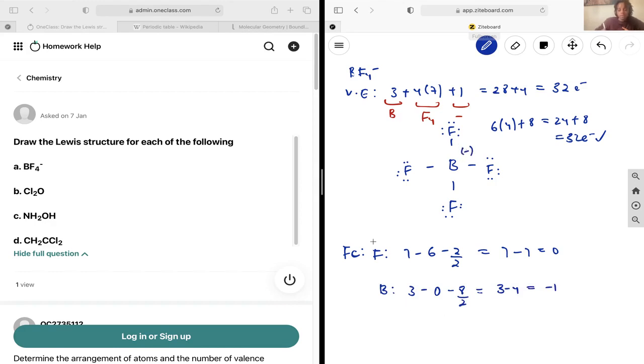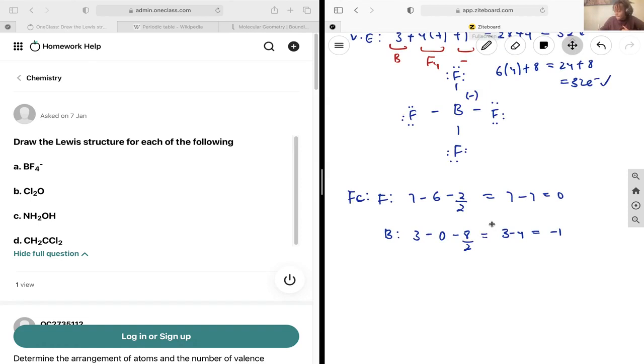So we're going to have a negative charge on the boron. Does that make sense? It gives a net formal charge of -1, so yes it does, meaning that this is going to be our final structure. Valence electrons are taken care of, formal charge is taken care of. On to the next one.